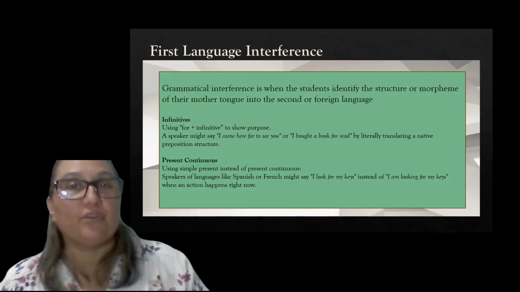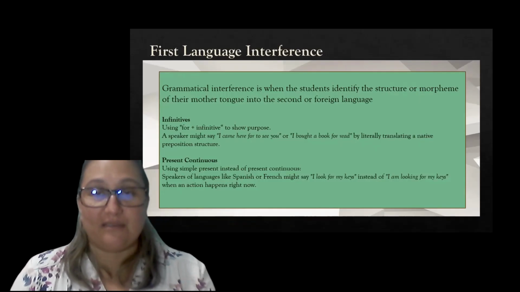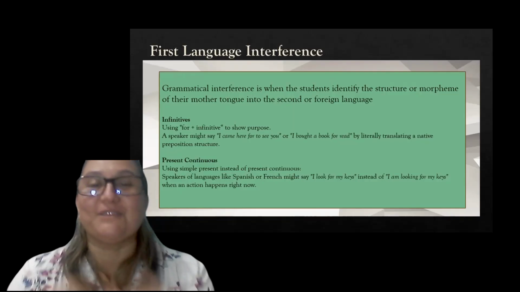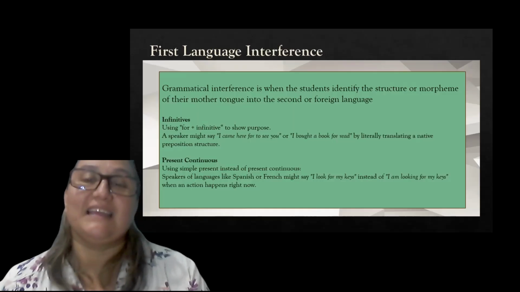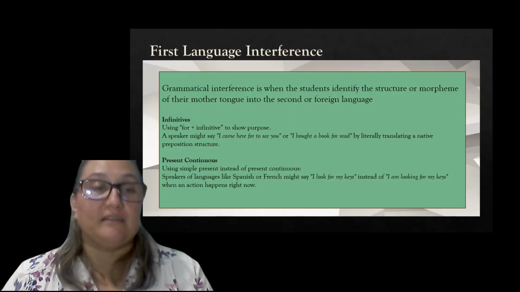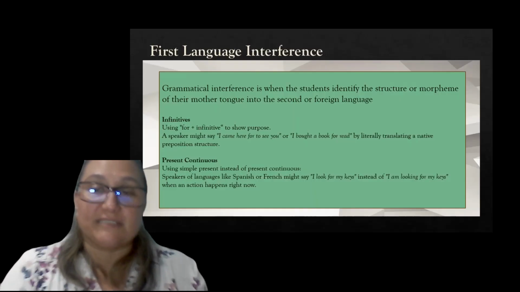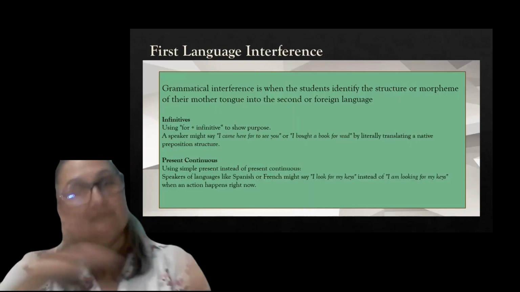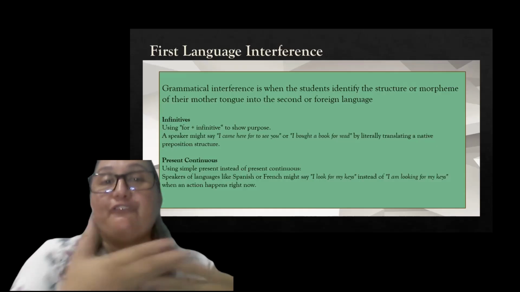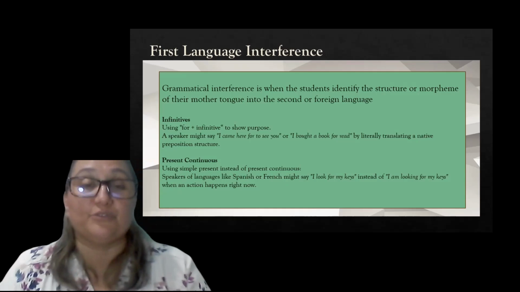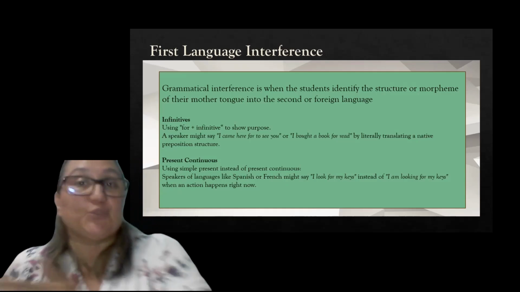Or "I bought a book for read." Because we know, right? If we bought a book, it's because we want to read it. So we want to show purpose, the reason why I'm doing something. And in this case, they are literally translating a native preposition structure. Okay, so in English we don't use the preposition for to show purpose. We use to. "I came here to see you." "I bought a book to read."